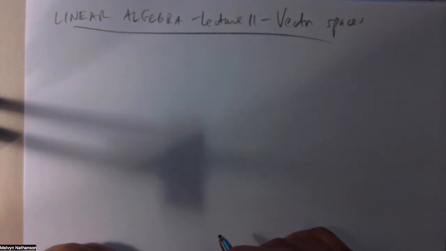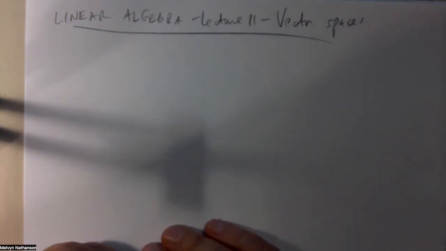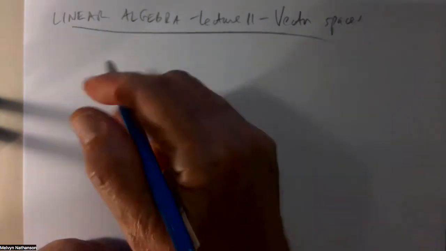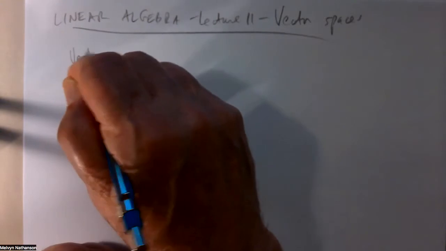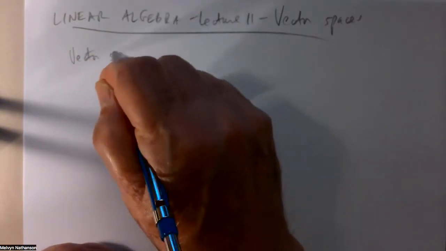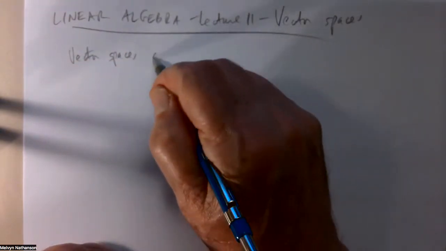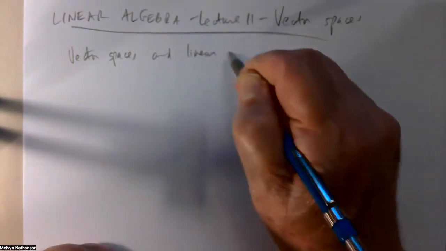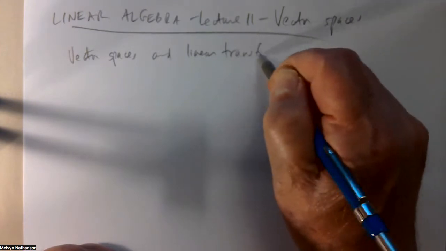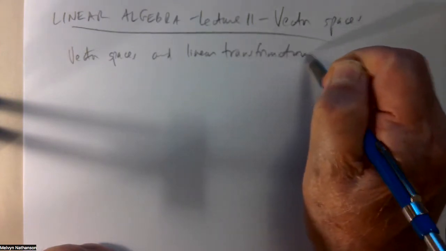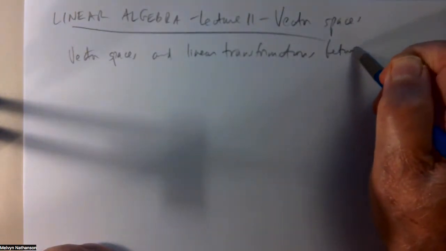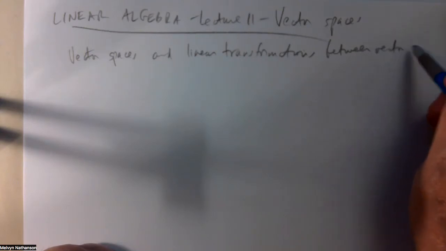All right, so now we start what might be called the theoretical part of linear algebra. The very concrete part is solving systems of equations, but now we're going to study vector spaces in general and functions between them, which are called linear transformations between vector spaces.